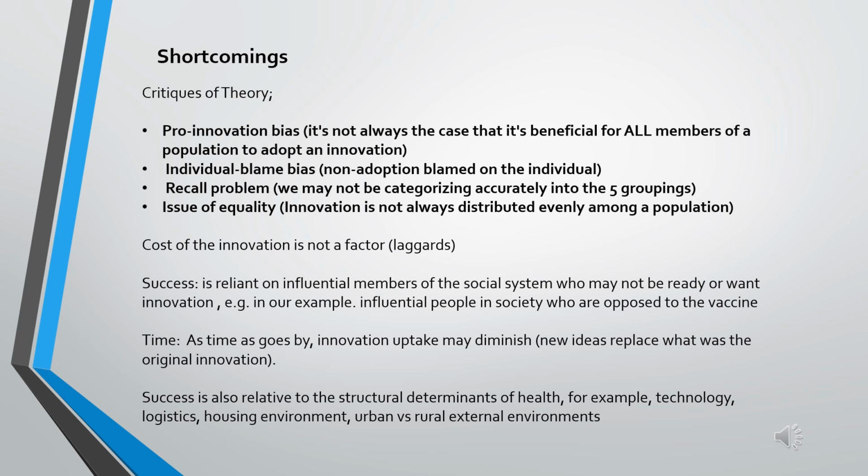And there is certainly an issue of equality. Innovation is not always distributed evenly among the population. And so cost of the innovation is not a factor in the theory, which may certainly account for why some individuals are grouped in that last category, the laggards category. Its success is reliant on influential members of the social system who may not be ready or want innovation. So for our example, there are influential people in society who are opposed to the vaccine and may stall its success.